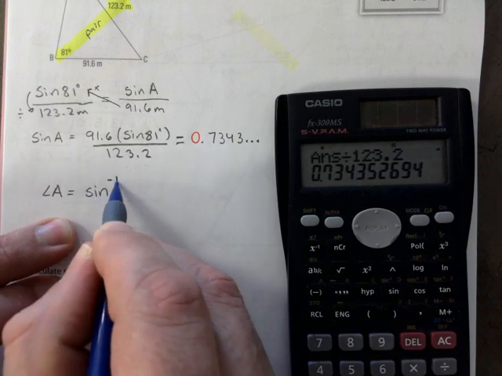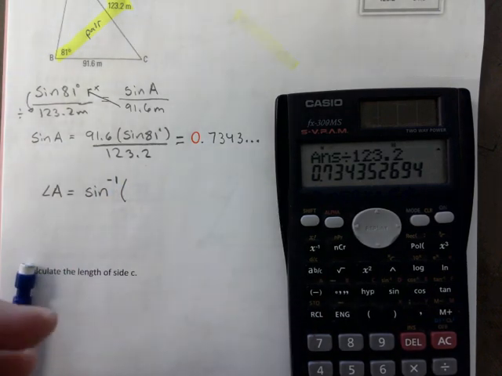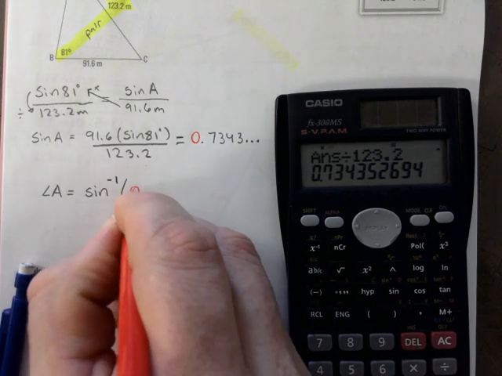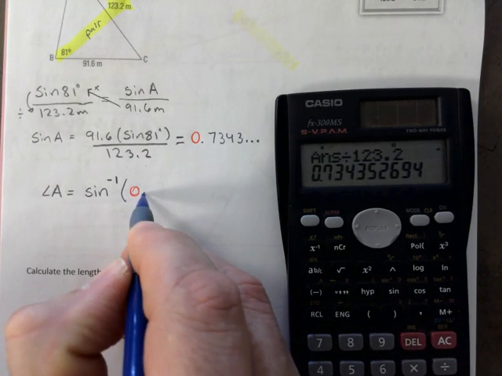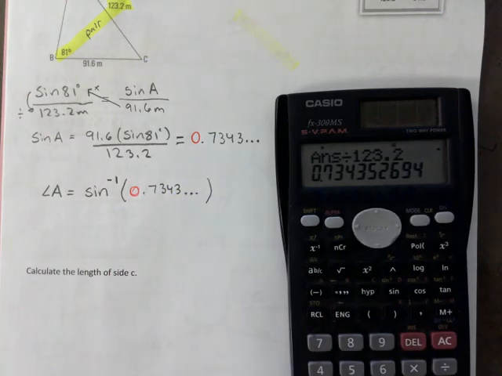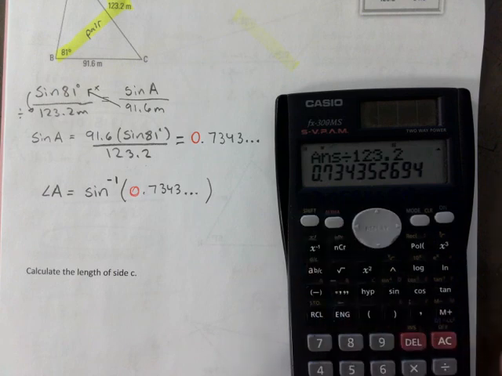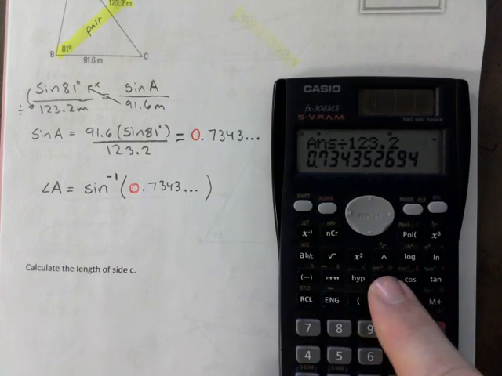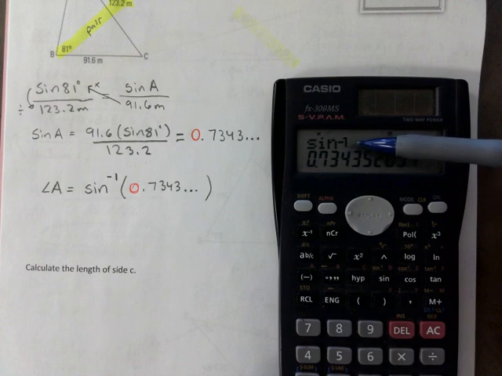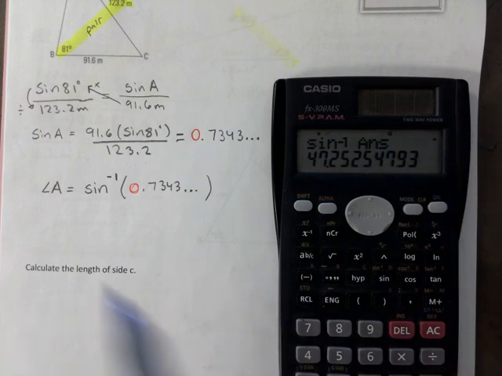It's sine -1 like that. That's the inverse of whatever I got there, which starts with a 0. Very important. I won't do that every time. 0.7343, dot, dot, dot. So notice that it's still on my calculator. So all I have to do is go shift and then press sine, because if I do that, I call the inverse function and then I just hit equals and I get 47.25.